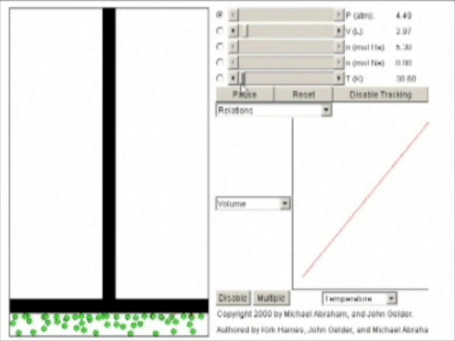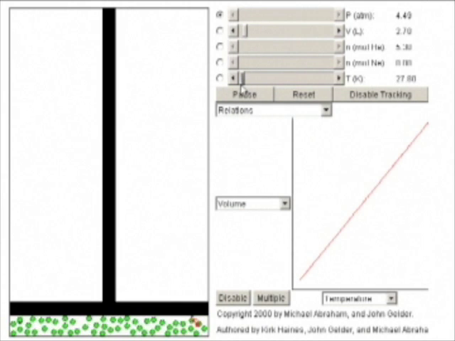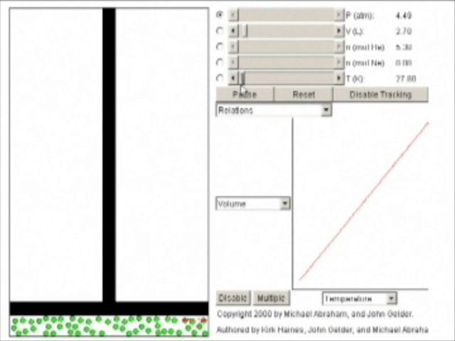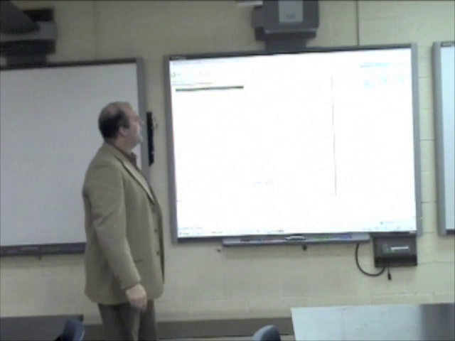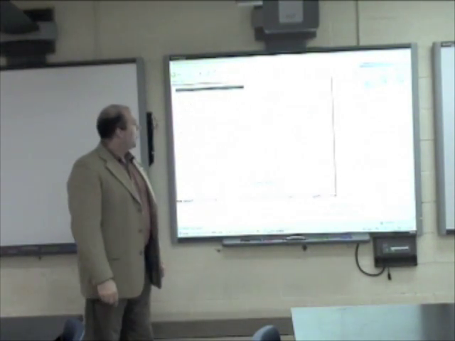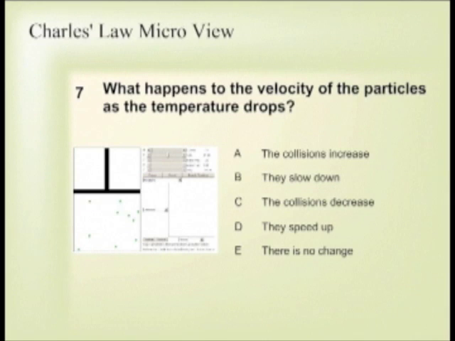If we cool it down even more, now they're moving hardly at all, and it takes a whole variety of molecules hitting the top in order to keep it up a little bit. Okay, so from what our simulation showed us, question number 4, what happens to the velocity of the particles as the temperature drops? You should press start on the CENTIOS.